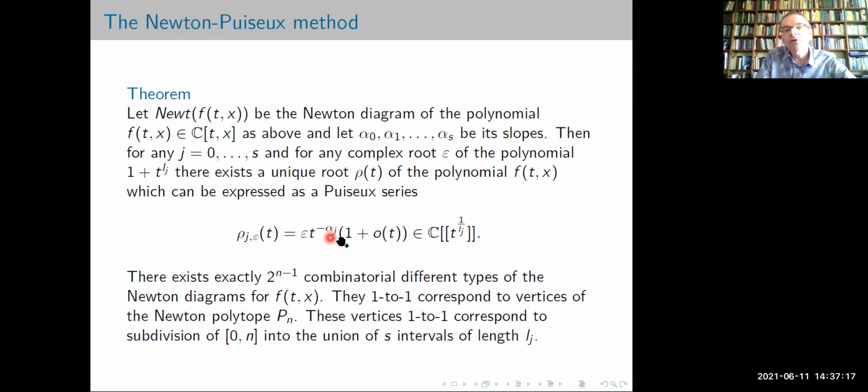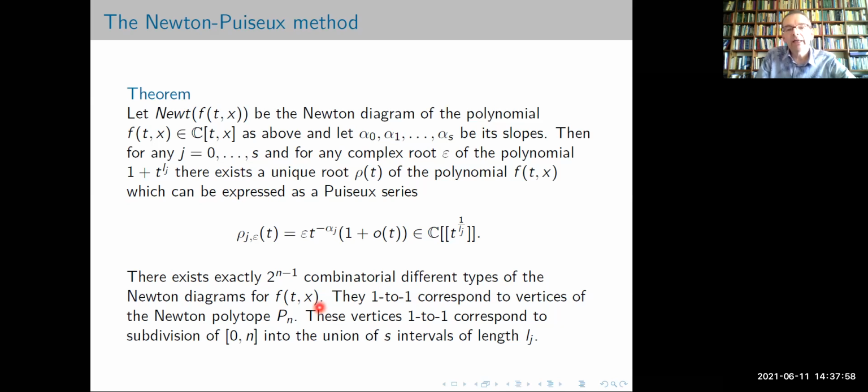And it looks as follows. It's a t to the power 1 j, 1 plus some other terms. So we can take this to evaluate the non-Archimedean evaluation of such a root. One can note that there exist exactly two n minus one combinatorially different types of Newton diagrams for our polynomial FTX.